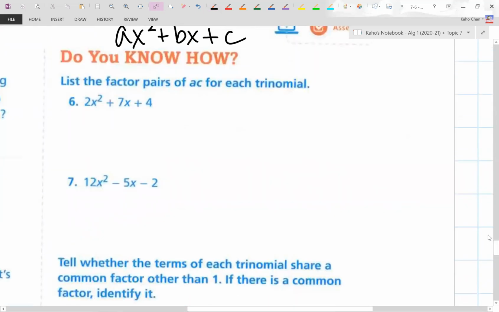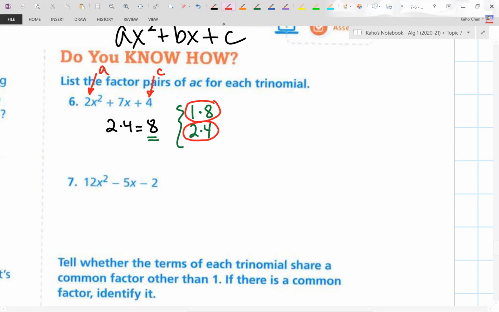Number 6 lists all the factor pairs of A, C. Oh, okay. We're just practicing A and C. In this case, A is 2 and C is 4. So 2 times 4 is 8. There's your AC value. So all the possible ways of getting 8 are 1 times 8, 2 times 4. That's it. They just want us to list them. It's good practice. Good mental math.